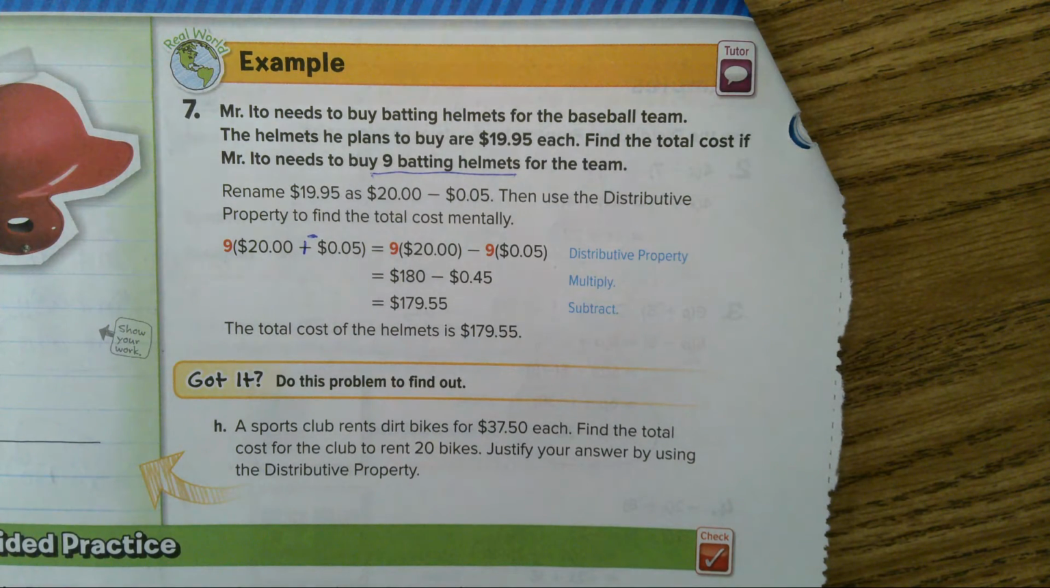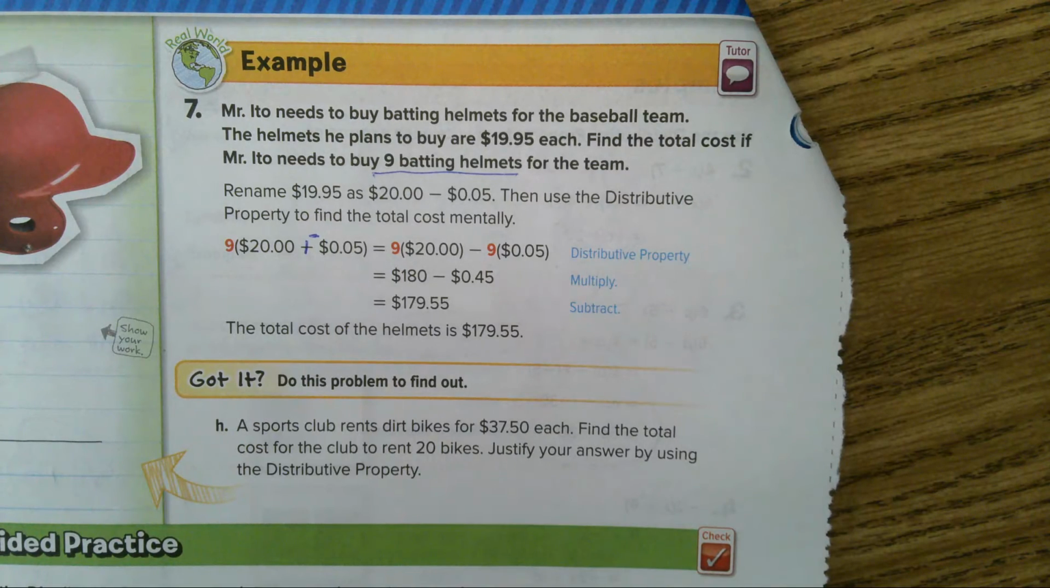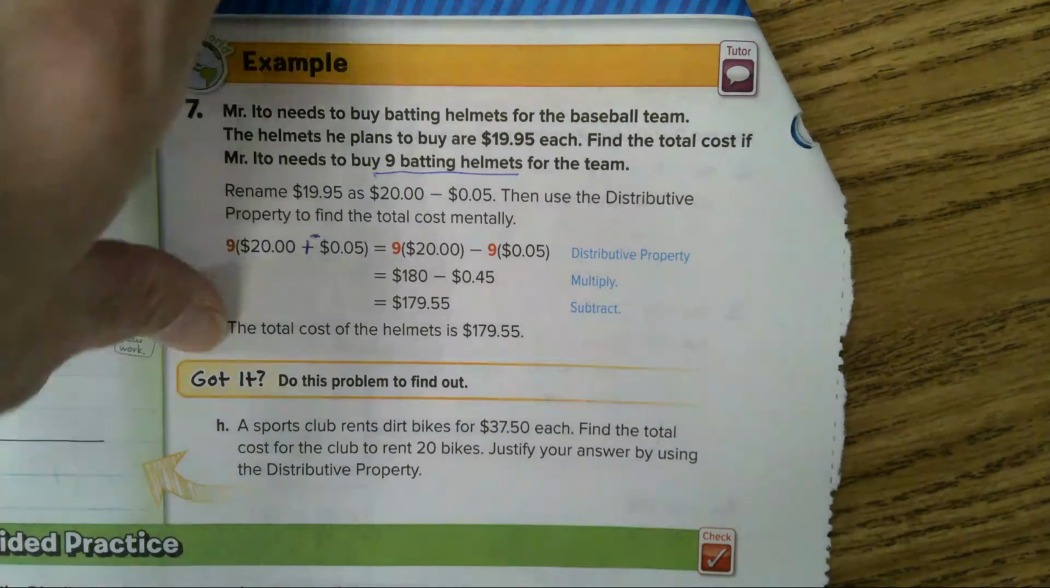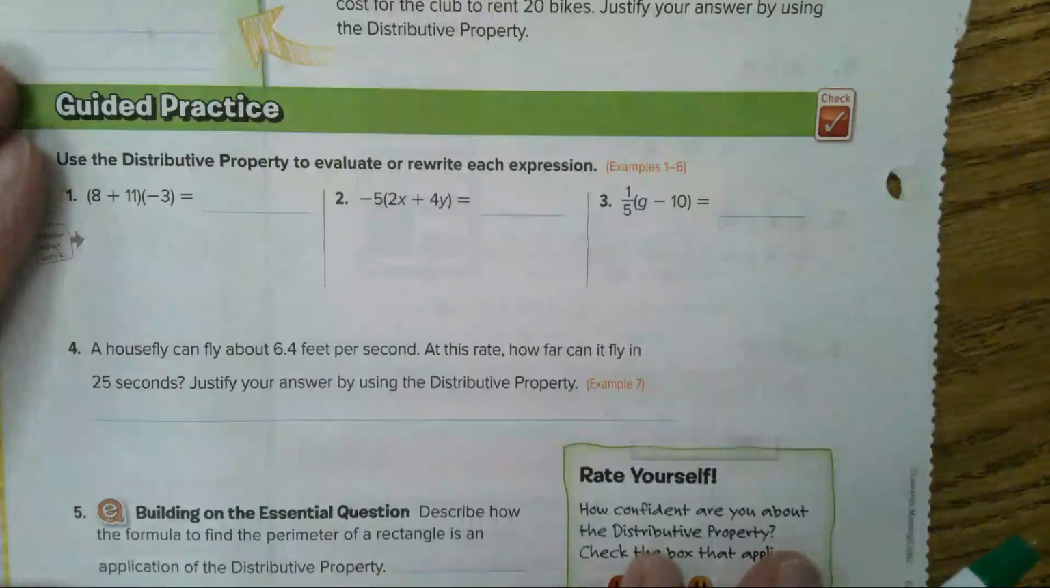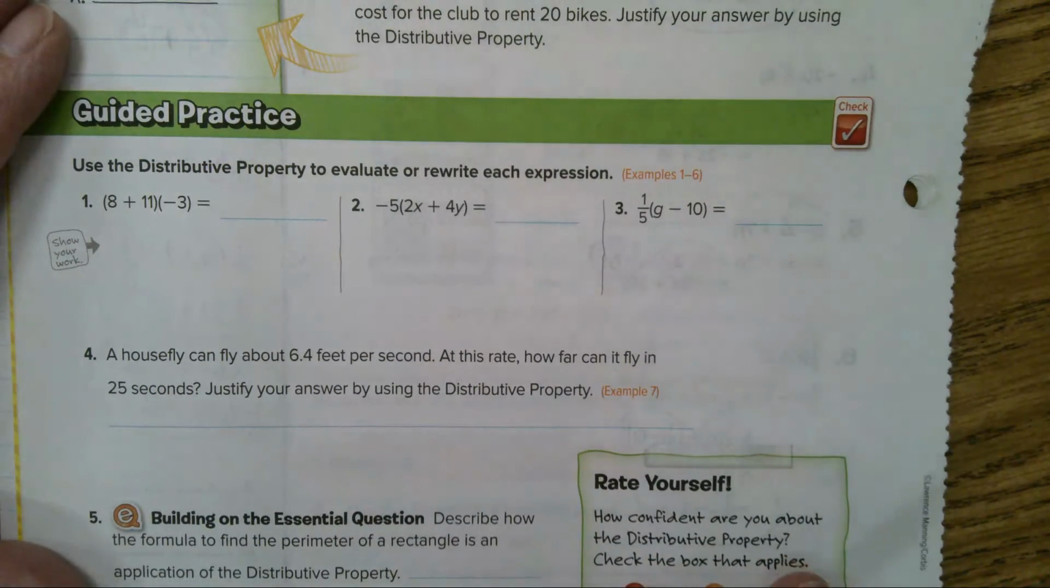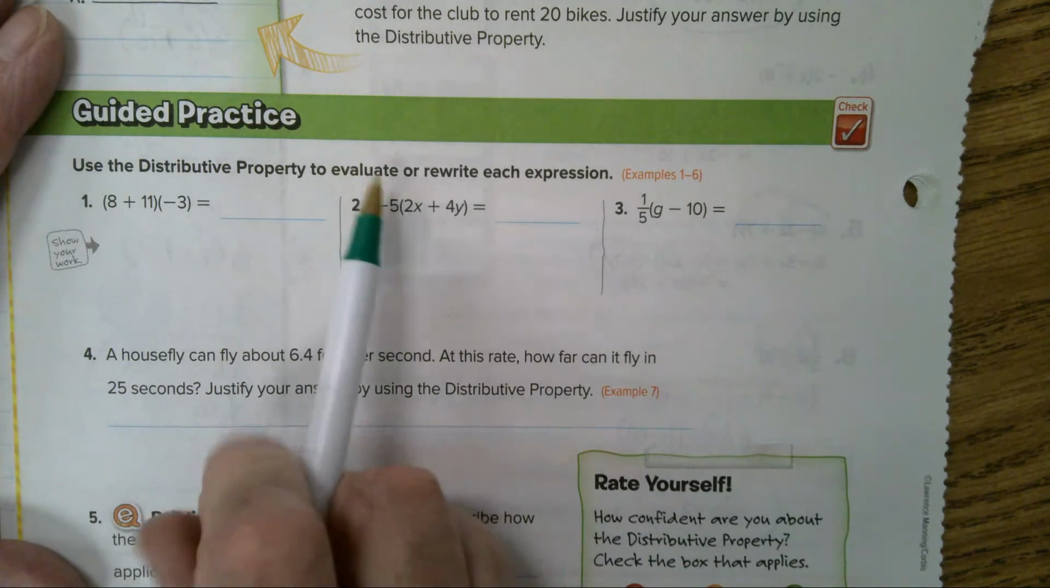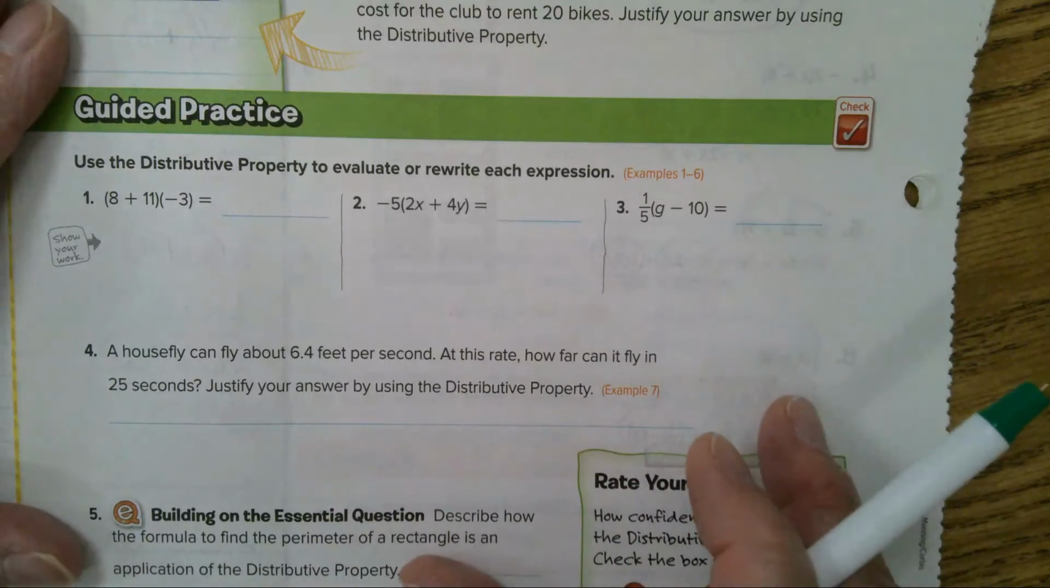Would you just give me $19.95 times 9? Yes, and normally you would. On the word problems, unless it's specific on there, I usually don't care which way you do them. All right, that was just an example of one. Let's go on now to page 378. We're going to skip example H and go to page 378. Use the distributive property to evaluate or rewrite each expression.